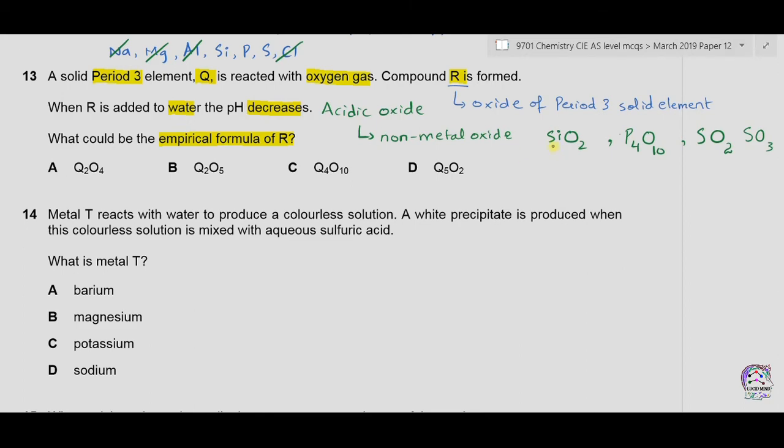Now we can write the empirical formula considering these elements as Q. So the empirical formula for SiO2 will be QO2, as it is the simple ratio 1:2 and it cannot be simplified further. For the second one it will be 2:5, so the compound formed will be Q2O5. For the third one it will be QO2 or QO3.